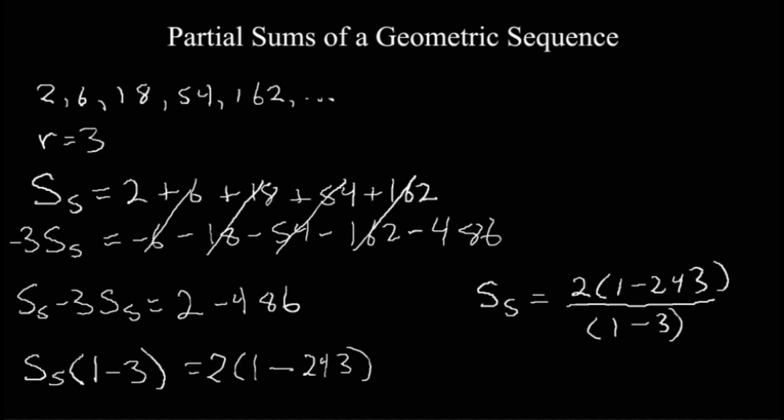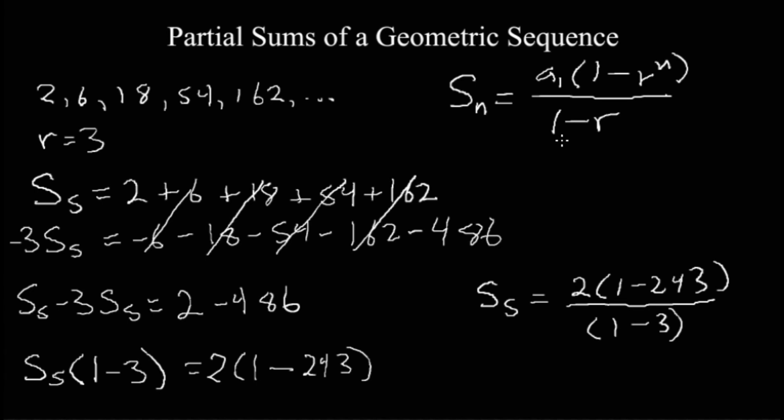Well, the 2 is just the first term in our sequence. The 243 is our common ratio raised to the nth power, so this is 3 to the fifth power. The denominator is just 1 minus our common ratio. So our formula to find the partial sum of a sequence is just this. S sub n, the nth partial sum, is the first term times 1 minus r to the nth power over 1 minus r. So this is the formula for finding the nth partial sum of a geometric sequence.